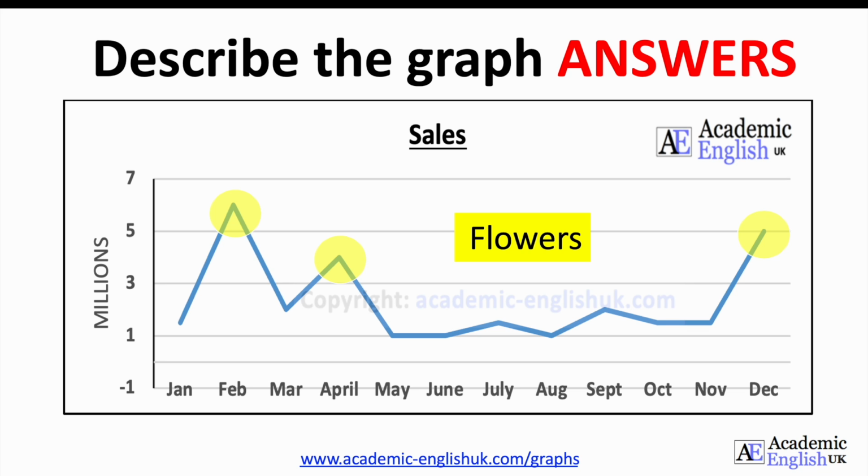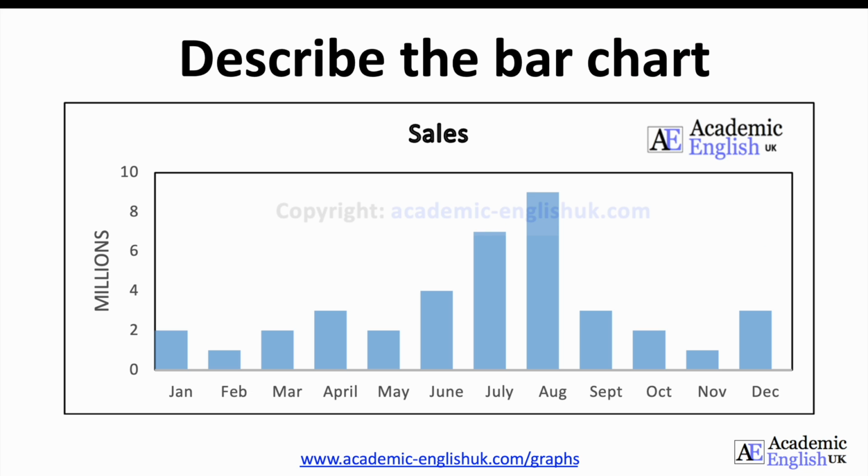Great. Now we'll try another one. The same as before, begin by describing the highs and the lows, and then make some suggestions on what the product could be and why. Pause the slide and do this exercise. Okay, here come the answers.